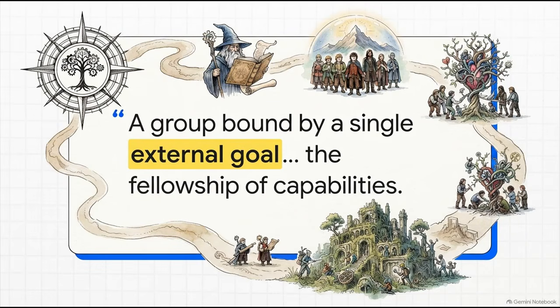In the concept paper, they note this is heavily inspired by Orson Scott Card's ensemble structure for quest narratives, describing it as a group bound by a single external goal, the fellowship of capabilities. You can totally relate this massive literary undertaking to familiar pop culture anchors. Think Frodo and the Fellowship. But here, the group itself acts as a collective protagonist on a quest for organizational survival.